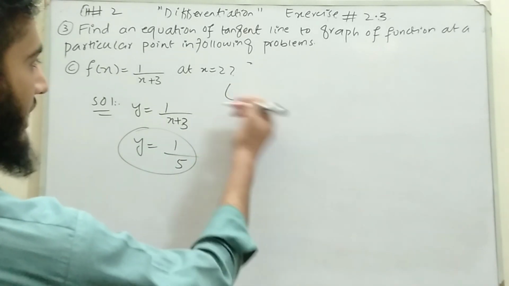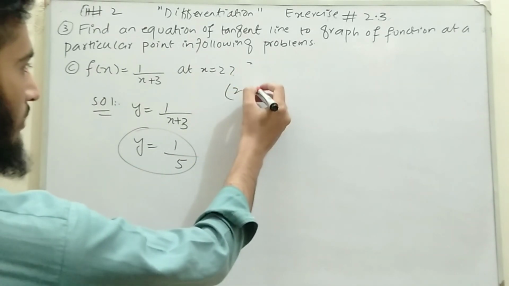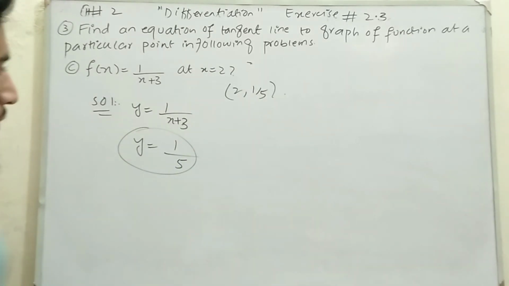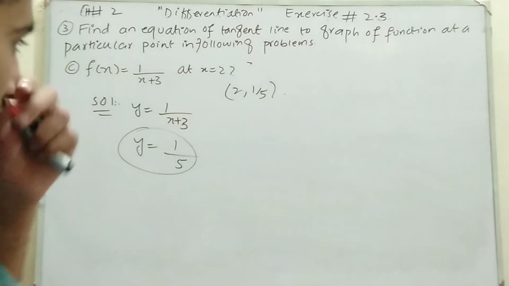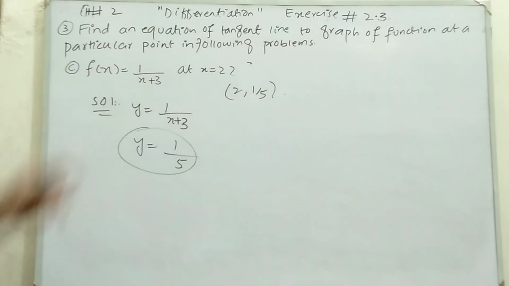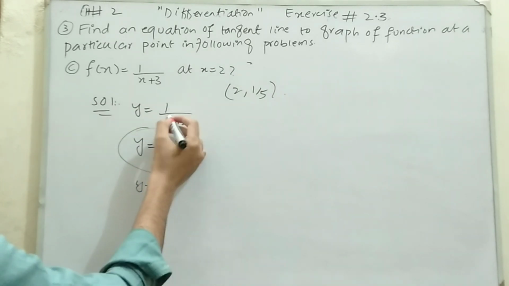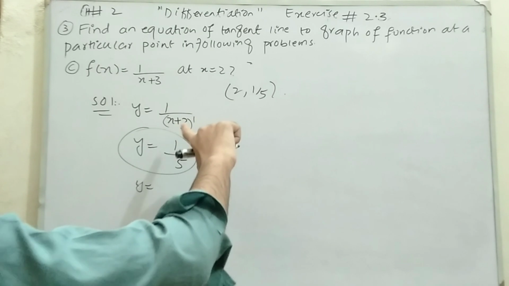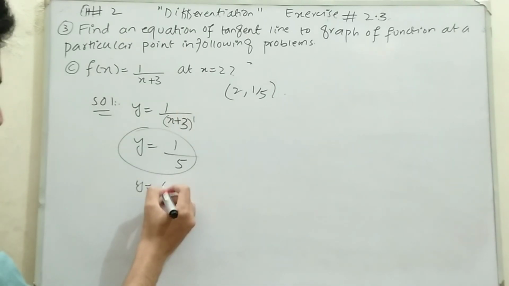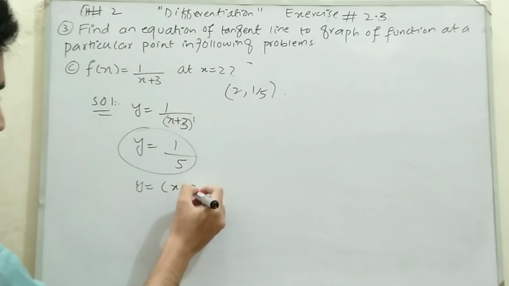So our point will be x, which is 2, and our y is 1 over 5. At these points, we are going to find the derivative and the equation of the tangent line. First, we are going to find the derivative of y is equal to 1 over x plus 3. Here the power of x plus 3 is 1, so by moving it to the numerator, the power will become negative. So it becomes x plus 3 power minus 1.